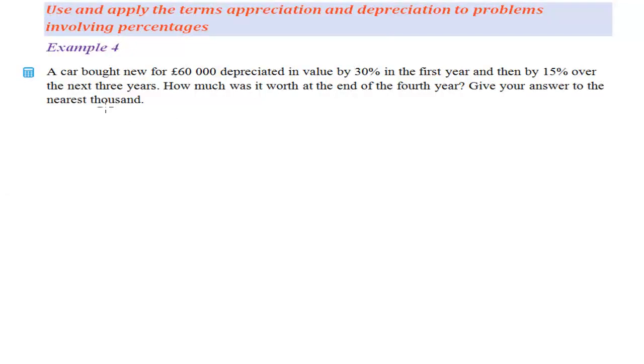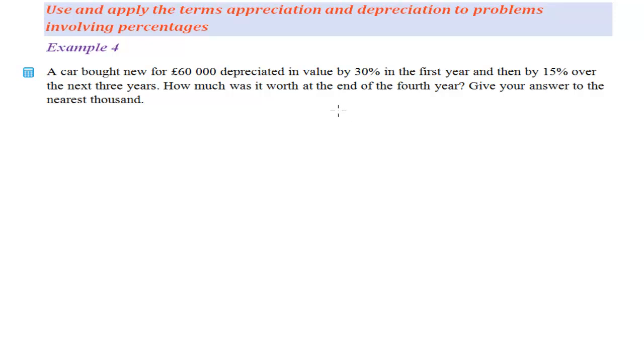So in this example, we've got a car which was bought brand new for £60,000 and it depreciated in value, so its value went down by 30% in the first year. The value then continued to drop by 15% over the next 3 years, so that's every year for the next 3 years after the first initial year. So how much was it worth at the end of the fourth year?